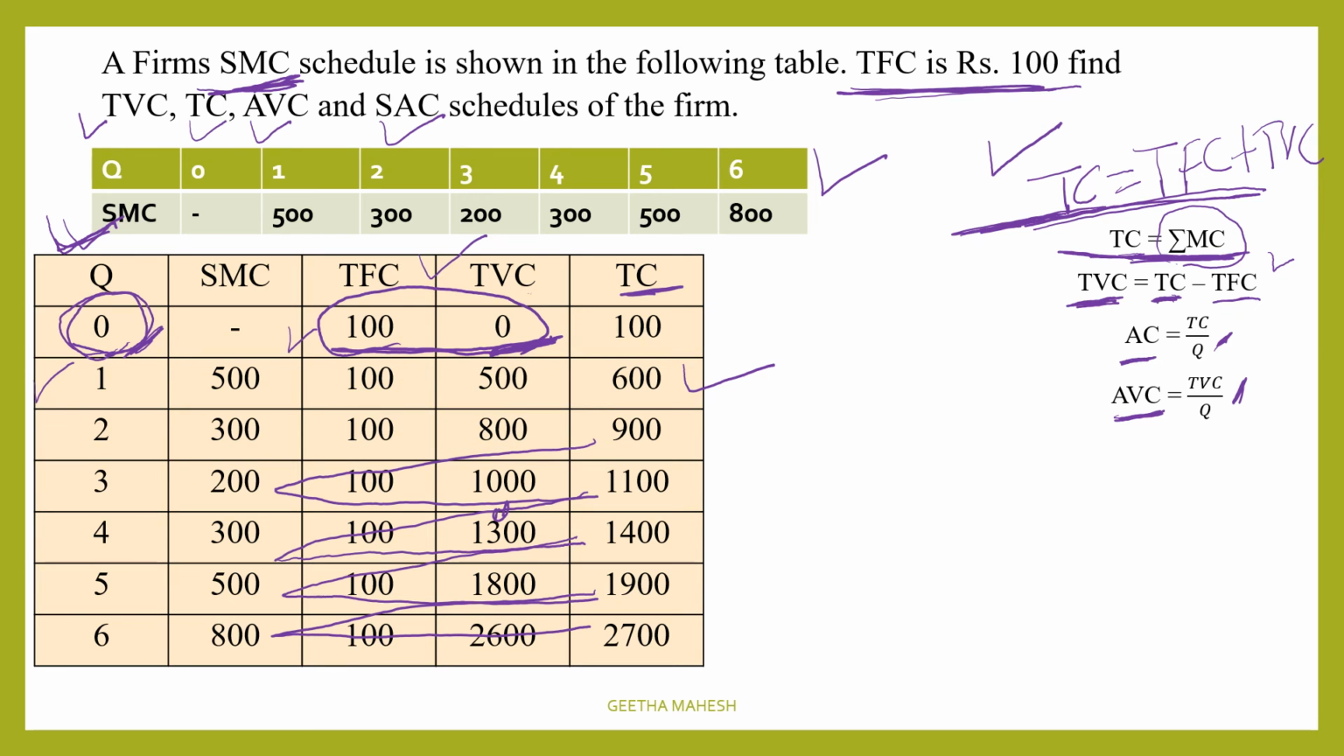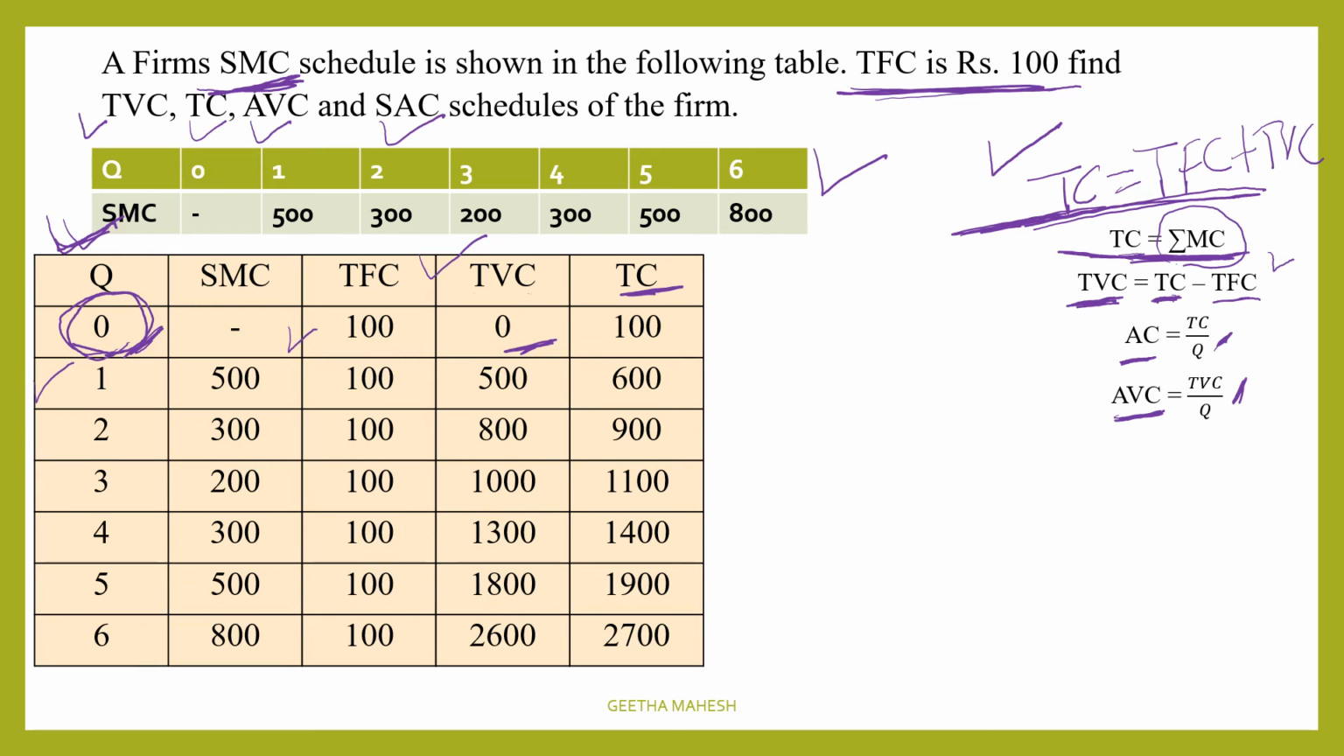To find out total variable cost, what formula are we going to use? The formula to find out a total variable cost will be, dear students, total variable cost is equal to total cost minus total fixed cost. Here total cost is there and total fixed cost is there. From this you need to calculate a total variable cost. So 100 minus 100 will be 0. 600 minus 100, because total fixed cost remains constant. So 600 minus 100, 500.